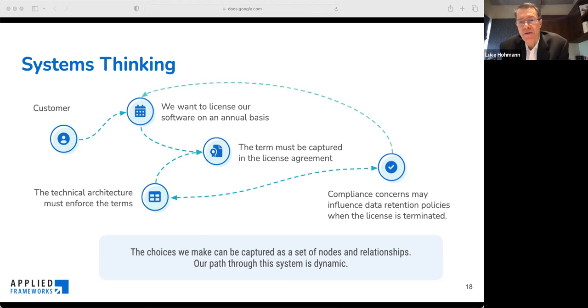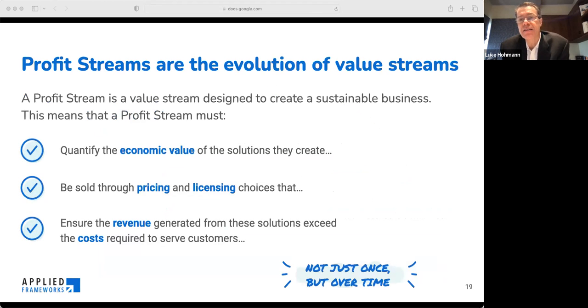Which leads us back to the entire system needing to work as a system for us to be successful. Now, this means that profit streams are the natural and necessary evolution of a value stream. A profit stream is a value stream that is designed to create a sustainable business. It needs to quantify the value. It needs to be sold through pricing and licensing choices that ensure the revenue generated exceeds the costs, not just once, but over the product market life cycle.